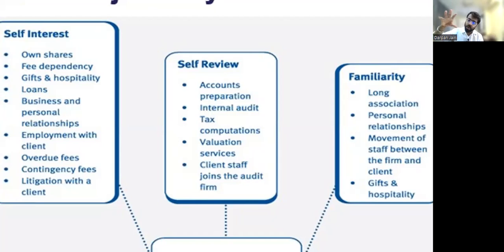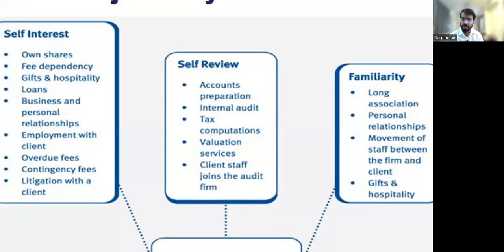Next, internal audit. If you're the internal auditor of one particular client, then you cannot become the external auditor. It's not possible. If you're the internal auditor of one particular client, you cannot become the external auditor. This point we will also see in the internal audit chapter afterwards.